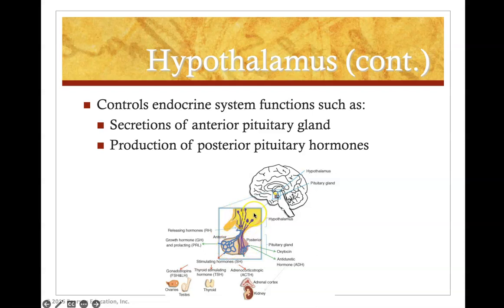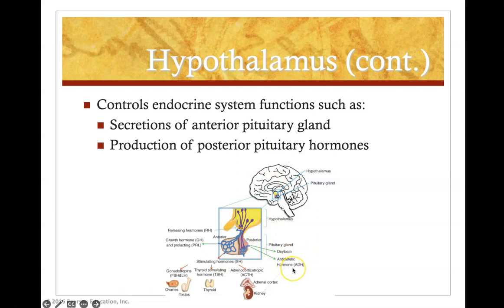Now, for the posterior pituitary hormones, there are two hormones, oxytocin and antidiuretic hormone. You do not have to know those now, but I'm introducing this because you will have to know them for 202. And the hypothalamus actually makes those. Why it doesn't make any of the anterior ones and then it makes all of the posterior ones is just how it works. There's not really an explanation as to why it works that way. It just does.